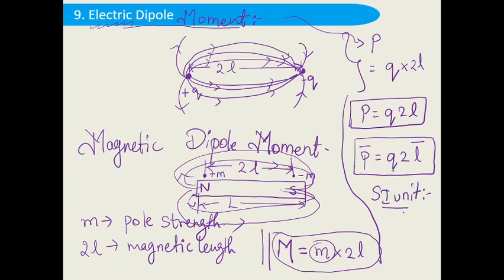What is the SI unit of charge? It is coulomb. What is the SI unit of length? It is meter. So coulomb meter is the SI unit of electric dipole moment. So you can pause the video and note the things down.